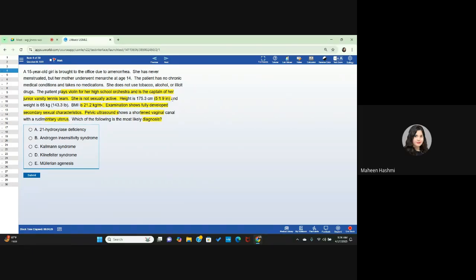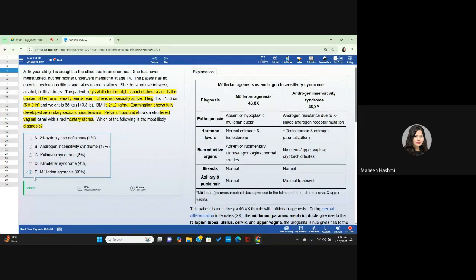But how can it be? So is it Kallmann? No, it's Mullerian agenesis, Turner. Mullerian agenesis. Very good. So again, how will you differentiate Mullerian agenesis from androgen insensitivity? In Mullerian agenesis, they have normal hormone levels, but in androgen insensitivity, because there's a receptor defect, they have high estrogen and testosterone levels.